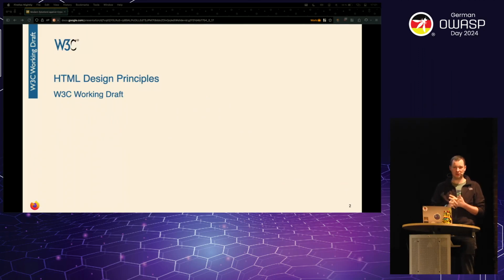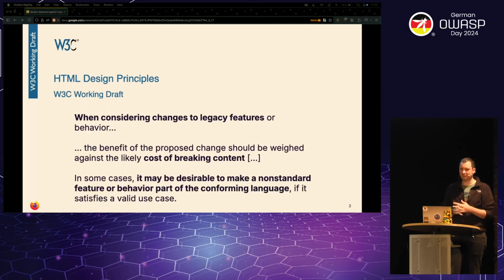What I want to start with today are the HTML design principles that were written by folks in the W3C when the HTML5 rewrite began, which is now, I don't know, 10 years ago or something. It's really interesting because it's guiding and also foreshadowing the question about security being opt-in. It basically says: when considering a change to a legacy feature in HTML, we always need to look at the cost of breaking existing content.